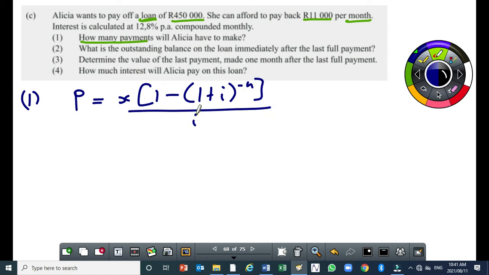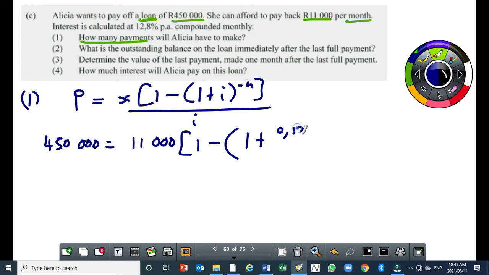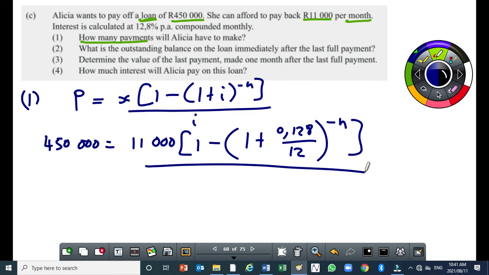Alright? So where there is P, you put 450,000. Where there is X, put 11,000. And then where there is I, the interest rate is 12.8% per annum compounded monthly. So that would be 1 plus 0.128 over 12, all raised to the power of minus n. Then you divide that by 0.128 over 12.